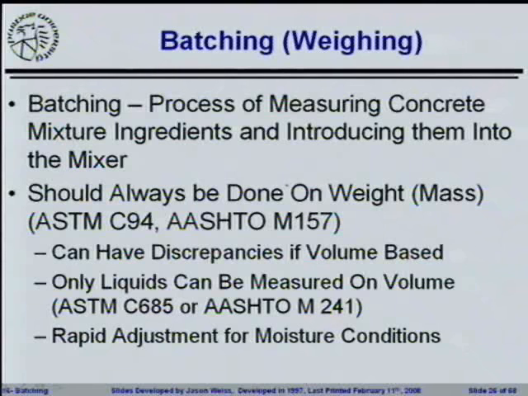Batching and weighing. Batching is the process of measuring out the ingredients and introducing them into the mixture. This should always be done on a weight basis. There can be discrepancies if you're doing this on volume. One of the discrepancies we talked about before was the bulking of sands due to moisture contents. The only thing that we are typically going to do is weigh out or measure out the liquids based on volumes, and here we're typically talking about the admixtures based on their volumes.